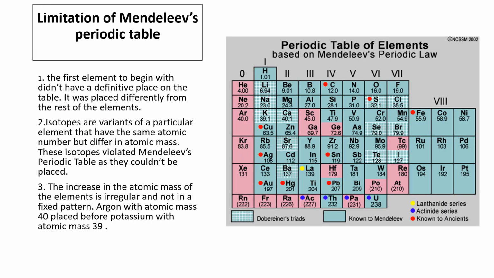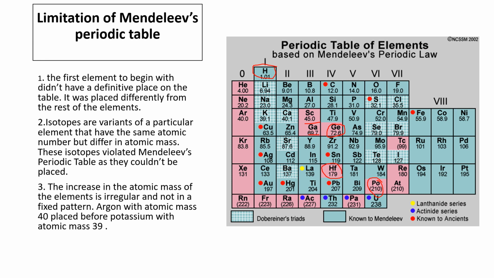Here you see, after Mendeleev arranged the periodic table, some new elements were discovered and they were placed into the blank spaces. You are seeing germanium here. And here are helium, neon, argon, krypton, xenon, radon. All these elements were discovered after Mendeleev's periodic table, and they were arranged here in the blank spaces. The first element to begin with did not have a definite place on the table. It was placed differently from the rest of the elements. This is hydrogen.